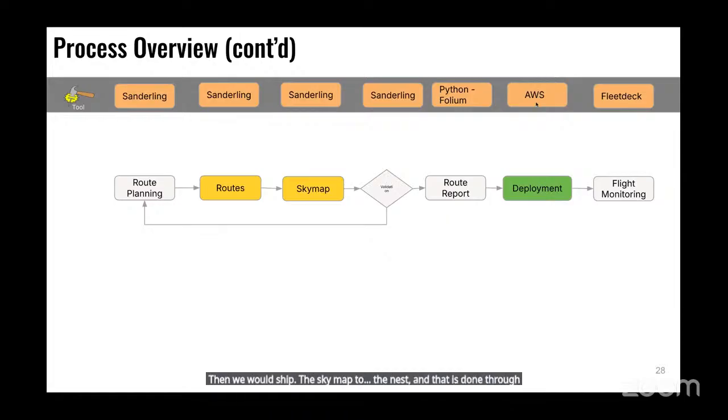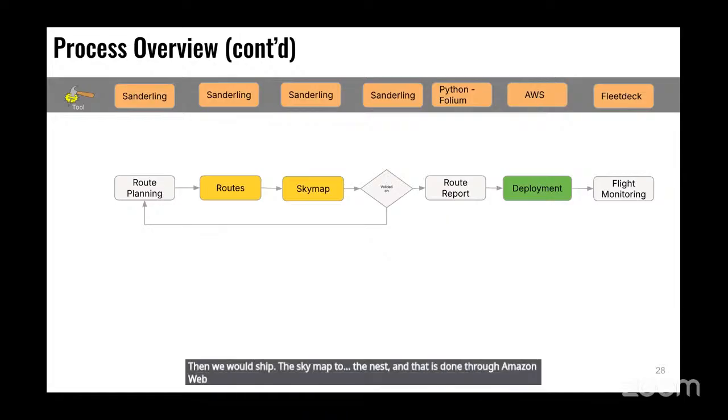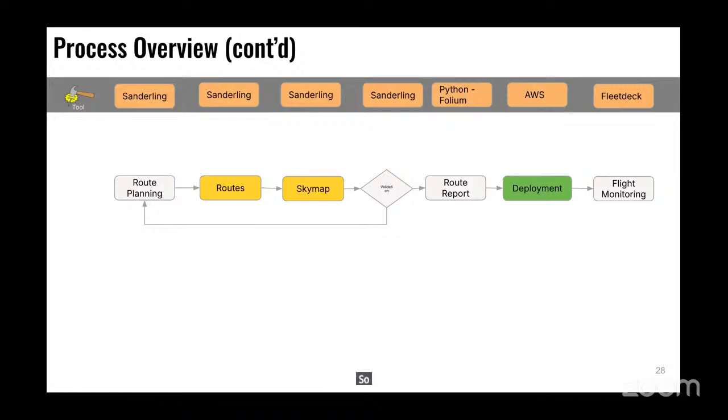and that is done through Amazon Web Services. So we are using a lot of cloud infrastructure. So we ship it through AWS, and then from there, the flight operations team can have access to the routes, and then they can actually fly to the location. And once they are flying to a location, again, we use some GIS there where we are able to basically monitor how the flights are doing.